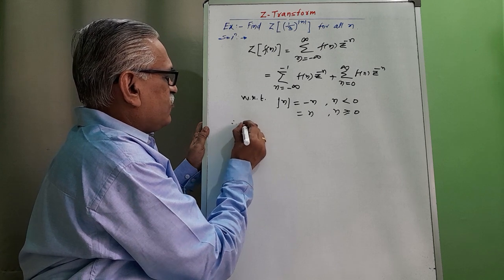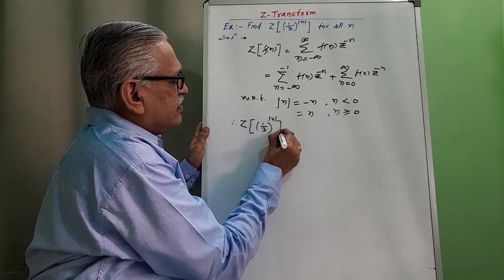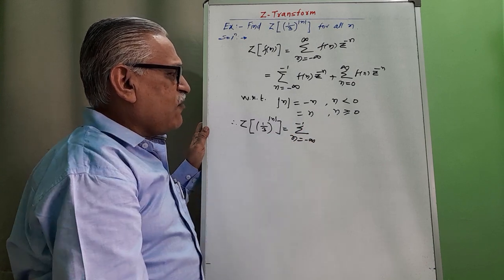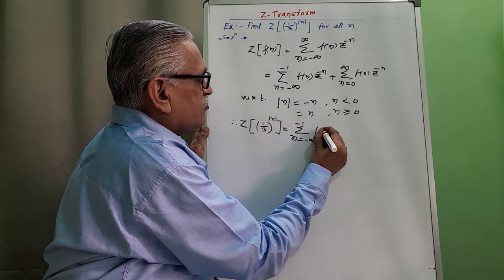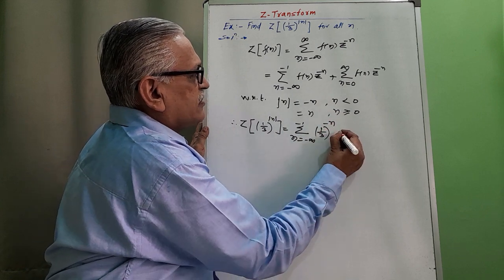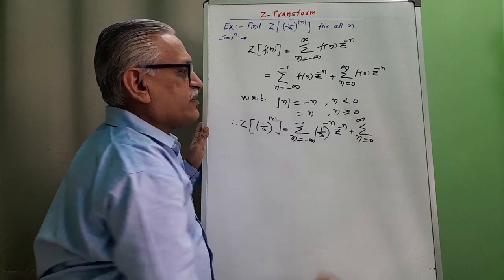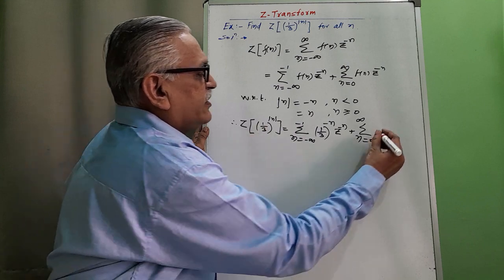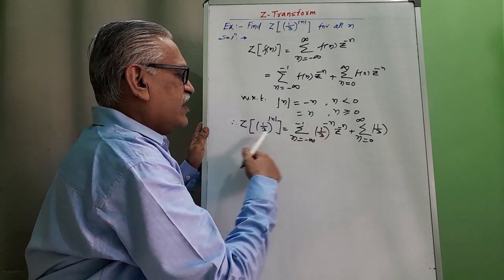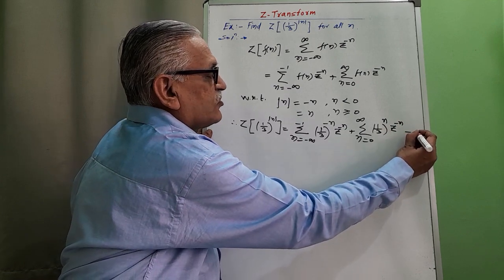Using this information, the equation becomes: Z transform of (1/3) raised to absolute value of n equals summation from n equals minus infinity to minus 1 of f of n, which becomes (1/3) raised to mod n, and the value of mod n is minus n, so it is (1/3) raised to minus n into z raised to minus n, plus summation from n equals 0 to infinity of (1/3) raised to n into z raised to minus n, since for n greater than or equal to 0 the value of mod n is n. We call this equation 1.